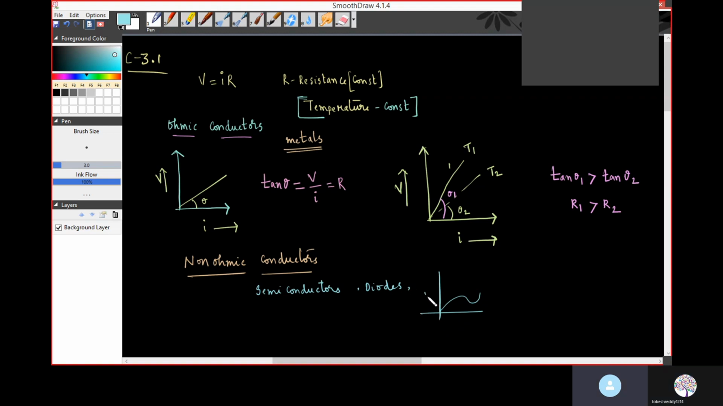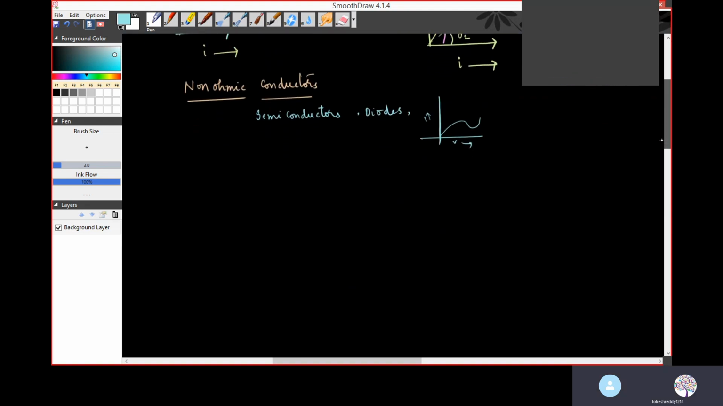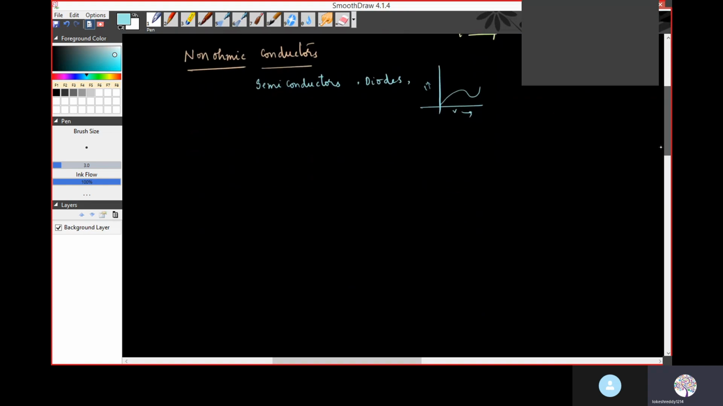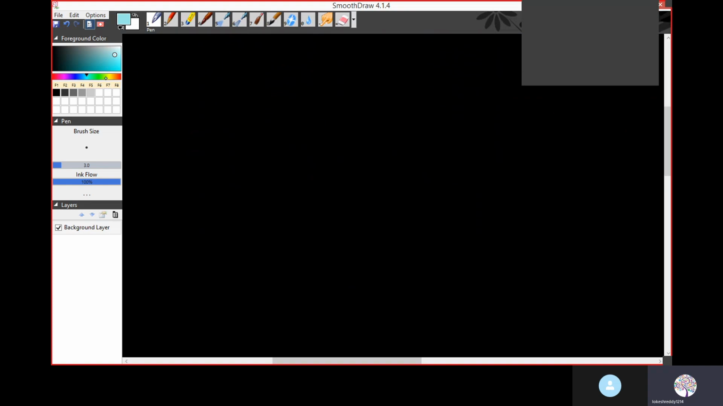They can have different shapes: semiconductors, diodes, valves, different things. Those are non-ohmic conductors, and the graph won't be a straight line. Now I'm going to discuss resistance.